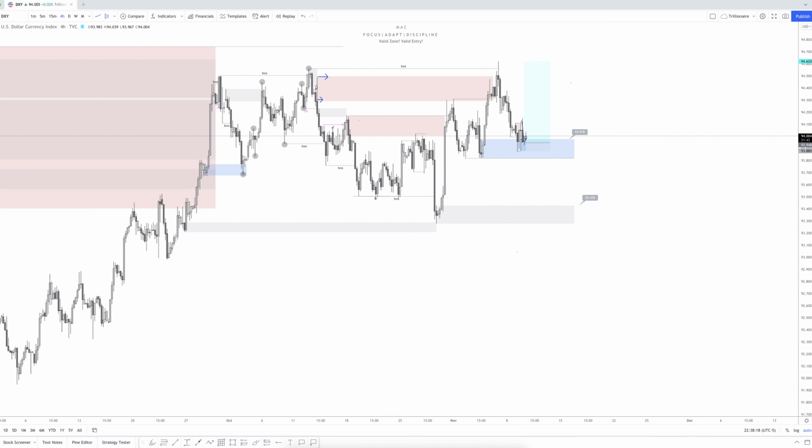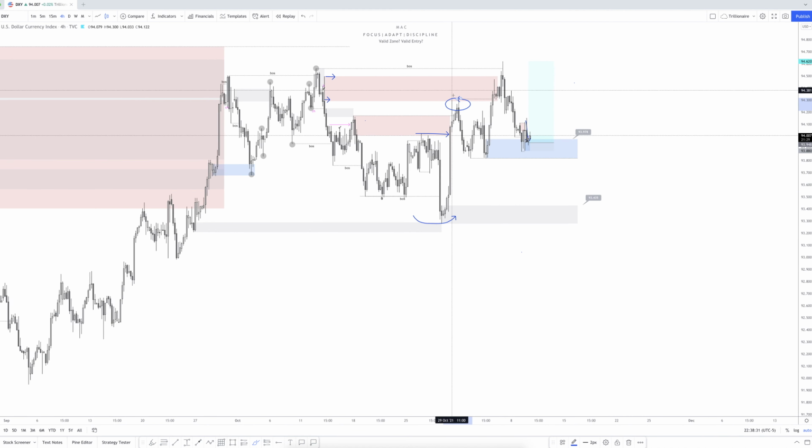Now, the fact that price created a strong low here. It's a strong low because we take out this high, then we create a high here.